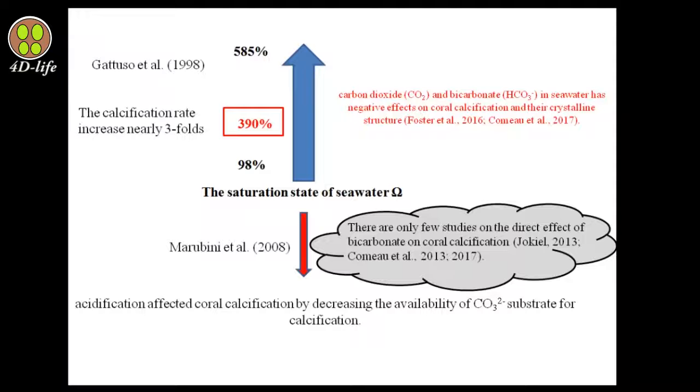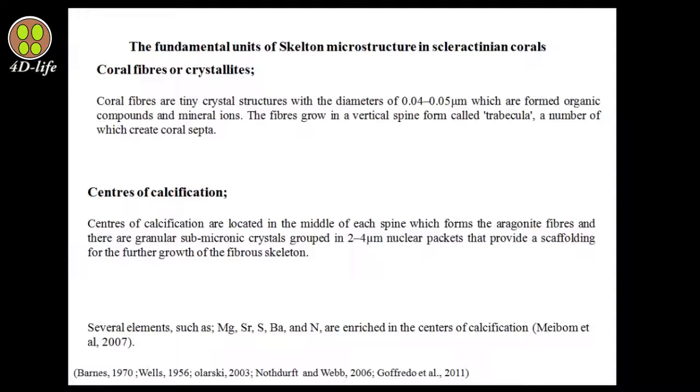These studies emphasize that with an increase of bicarbonate, the availability of carbonate ion decreases. In fact, both bicarbonate and CO2 lead to a reduction in coral calcification. Both of them are involved in ocean acidification by decreasing the pH through an increase of hydrogen ions. Now we want to see how alkalinity change can affect the crystalline structure in corals.